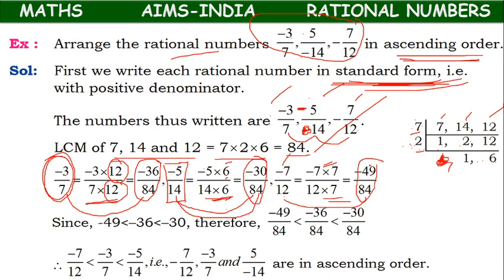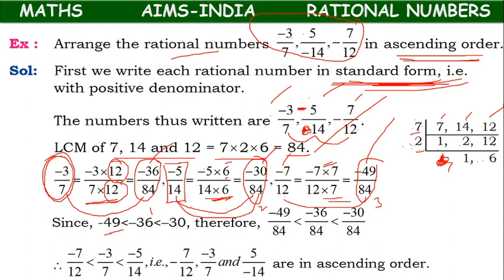Now denominators: first one 84, second one 84, third one 84. Denominators are same. Let's compare numerators: minus 36, minus 30, minus 49. So which one will be less?